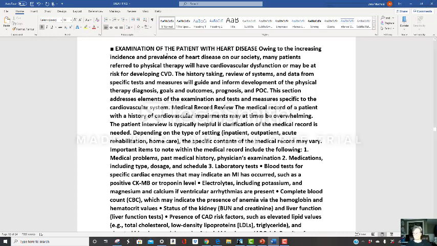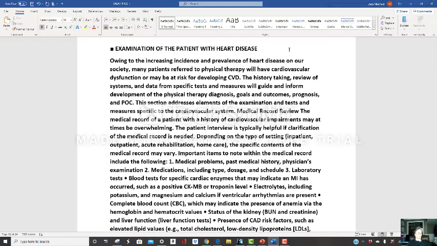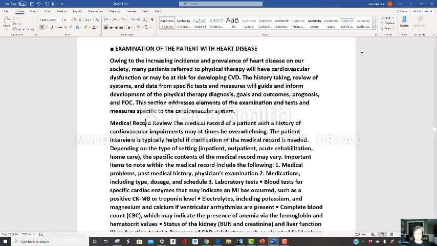Examination of the patient with heart disease. Owing to the increasing incidence and prevalence of heart disease in our society, many patients referred to physical therapy will have cardiovascular dysfunction or may be at risk for developing CVD. The history taking, review of systems, and data from specific tests and measures will guide and inform development of the physical therapy diagnosis, goals and outcomes, prognosis, and POC.